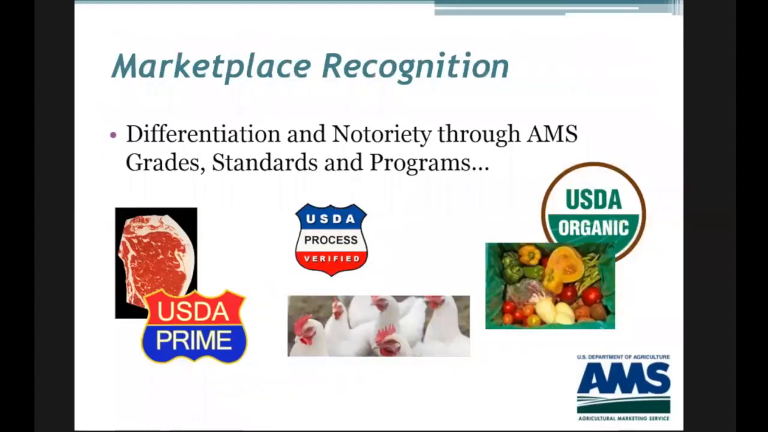I also wanted to show you an example of some of our grading activities, and you may recognize many of these as having a high marketplace recognition. For example, our beef grading program, which does our USDA Prime, Choice, and Select for fed beef. We have several process verified programs, for instance, for poultry. Maybe they have specific marketing claims that are part of that process verification. And of course, you're probably all familiar with the USDA organic program that USDA does also. So these are just examples of how product can be differentiated and certainly have consumer recognition.